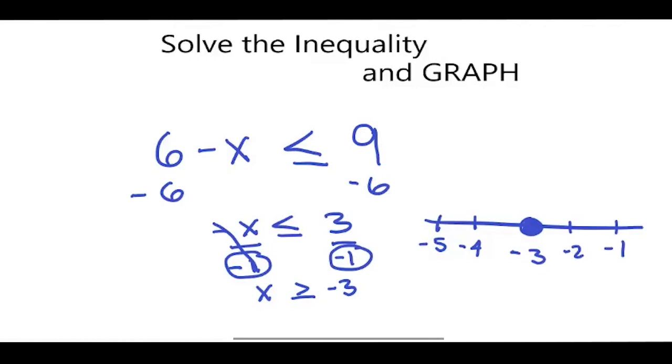And now it is numbers that are greater than negative 3. So that'll be heading to the right. The greater than numbers are heading to the right. If you'll notice, it kind of looks like an arrowhead pointing in that direction. So I will add an arrow to the end of my line to show that it goes on forever. And that's how you graph x is greater than or equal to negative 3, which is the solution of 6 minus x is less than or equal to negative 9.